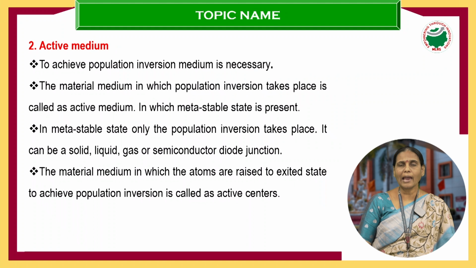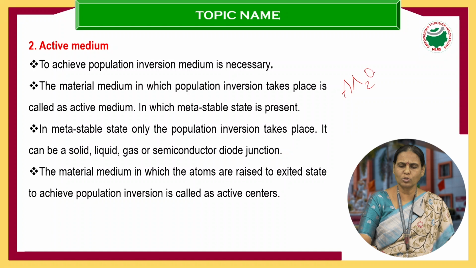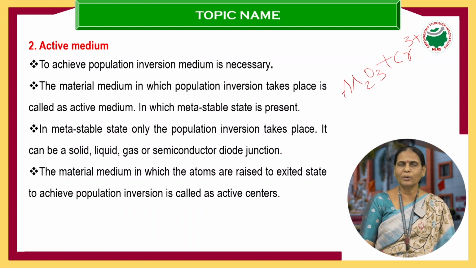Second component is the active medium. Now you can see in case of a ruby laser, in case of the preparation of ruby laser, we will use 2 different type of components, that is 2 different types of metals. One is aluminum oxide, and this aluminum oxide is doped with some impurities which is called as chromium ions.